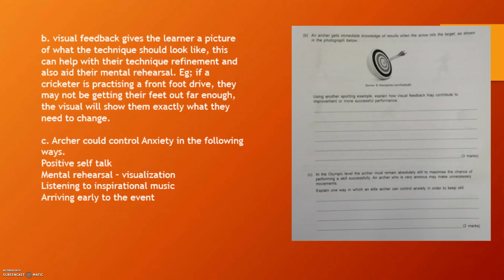So C, at the Olympic level, an archer must remain absolutely still to maximise the chance of performing the skill successfully. An archer who's very anxious may make unnecessary movements. Explain one way in which an elite archer could control anxiety. So things that can control anxiety could be positive self-talk, mental rehearsal, so visualisation. You can even talk about deep breathing, listening to inspirational, calming movement. But then also things like arriving early to the event, making sure your bag's packed, so all those little anxiety pressures are eliminated.